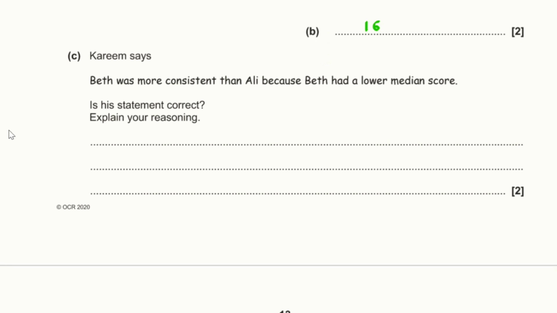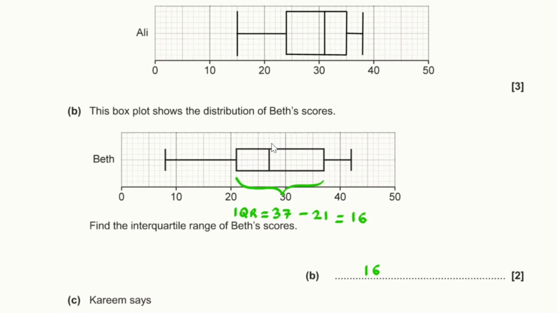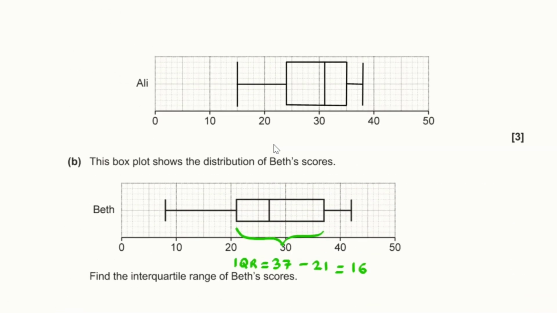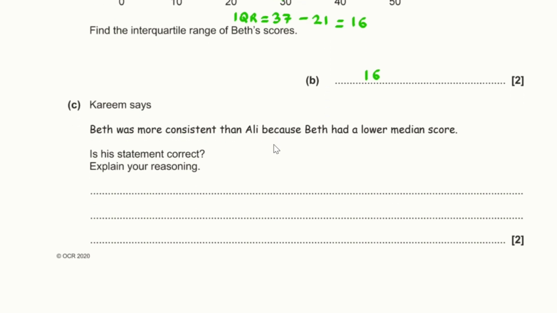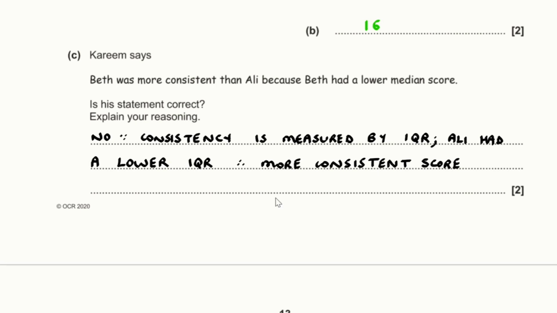For part C, Kareem says Beth was more consistent than Ali because Beth had a lower median score. Is his statement correct? Well, his statement will be incorrect because for consistency we need to compare the interquartile range. So let's write down a full explanation. Consistency is measured by the interquartile range, and you can see Ali had a lower interquartile range and therefore he had a more consistent score.